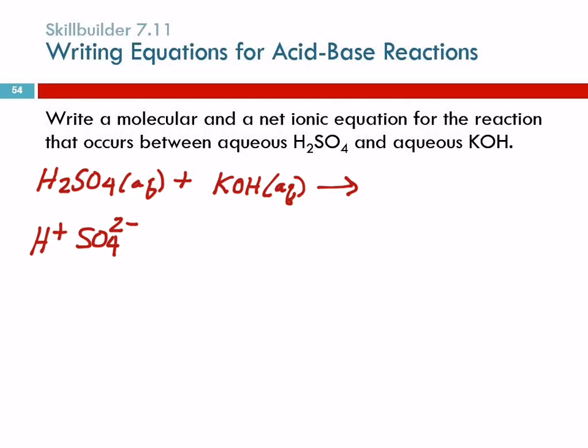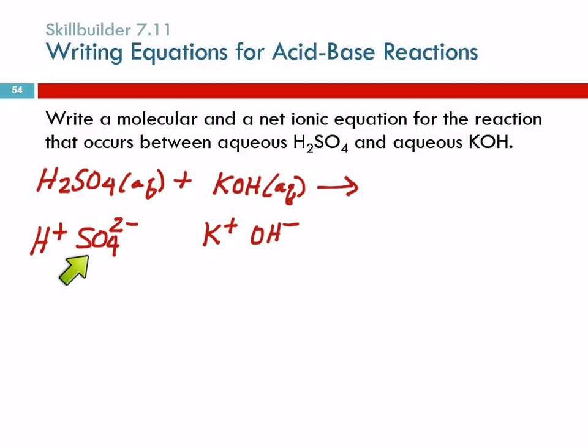And potassium hydroxide also contains two ions, potassium and hydroxide. Every ionic compound that we're going to run into in this class has only two ions. One's positive, one is negative. And so now what we're going to do is we're going to swap partners.